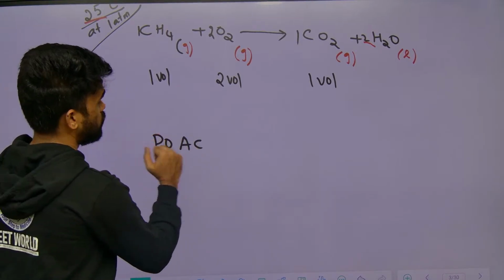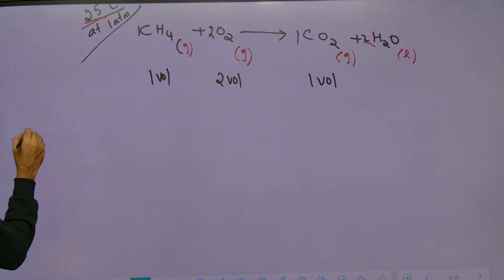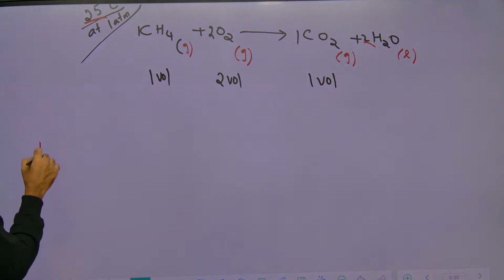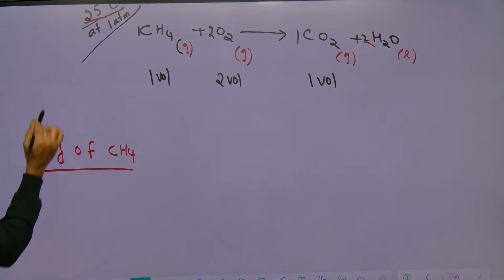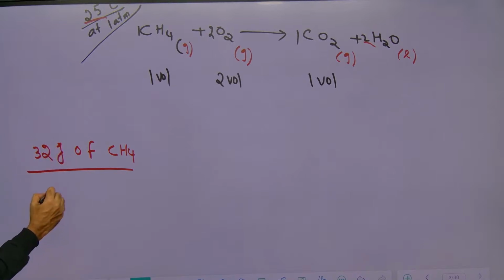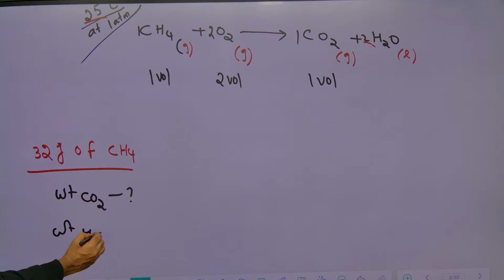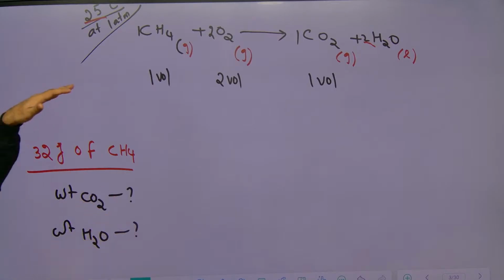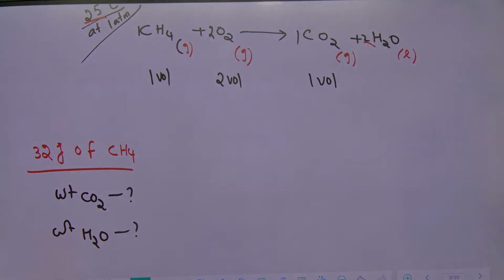Before this, let us say I have 32 grams of methane. Next, tell me the weight of CO2 formed and the weight of water formed from this 32 grams. Yeah, just do this.